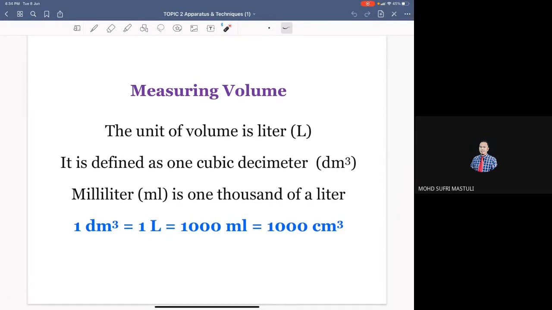In measuring volume, the SI unit is the liter, but you can present the volume in different units like dm cube or milliliter. This is the conversion from one unit to another. One dm cube is equivalent to 1 liter, which is also equivalent to 1000 milliliters or 1000 centimeter cube.